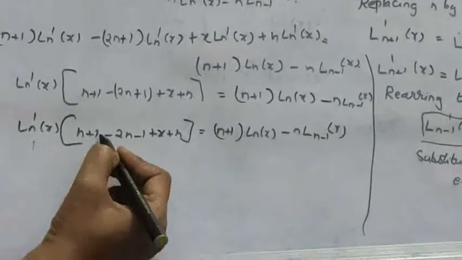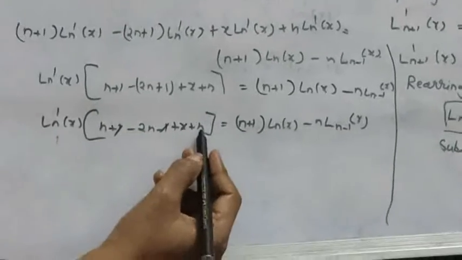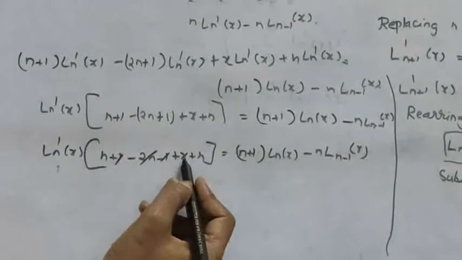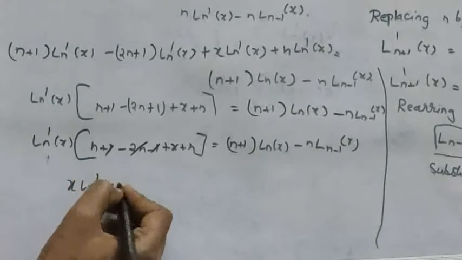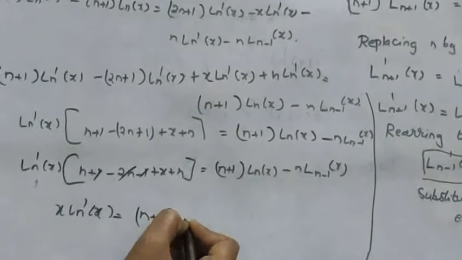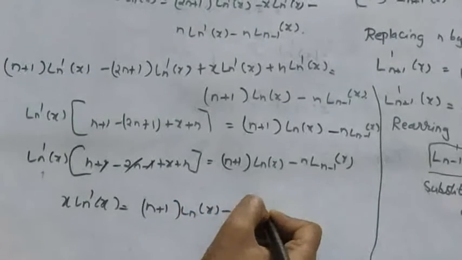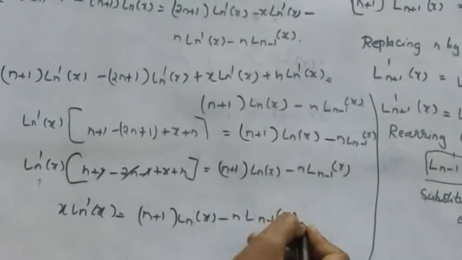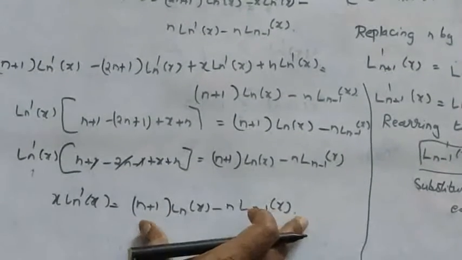Now here plus 1 minus 1 gets cancelled. Here n plus n, 2n minus 2n gets cancelled. Only remaining x is there. So x ln dash of x is equal to what you got? (n plus 1) ln of x minus n l(n minus 1) of x we got. So this is a required recurrence relation 2.